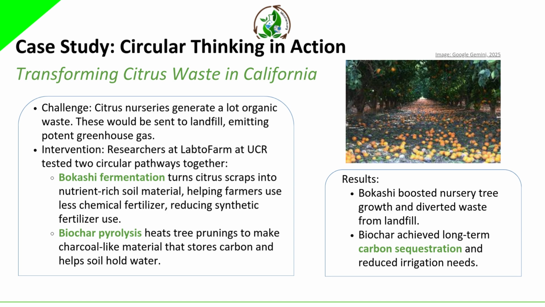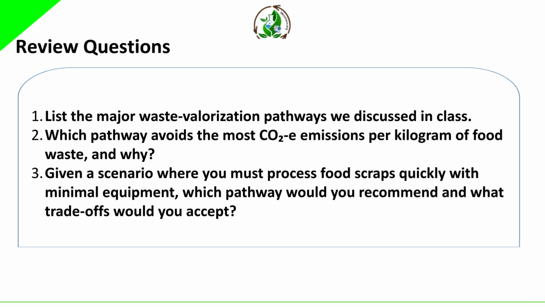Let's see what this looks like in real life. In California, citrus nurseries had a big waste problem, tons of prunings and residues piling up. Instead of sending them to landfill, researchers designed a circular system. They used bokashi fermentation to turn the waste into nutrient-rich inputs for trees, and biochar to improve soil water retention and lock away carbon. The results were healthier trees, less waste, and fewer emissions. This case shows that circular thinking isn't just theory, it works in practice, and it benefits both farmers and the environment.